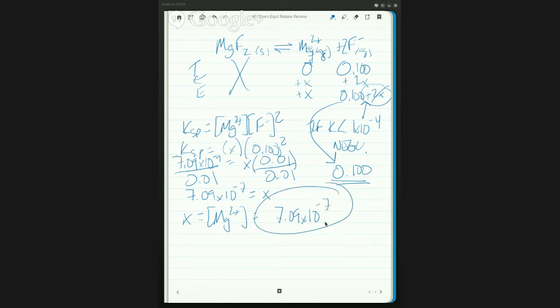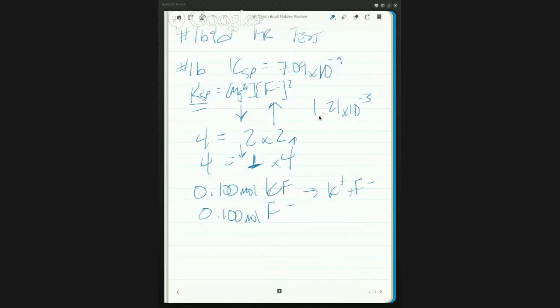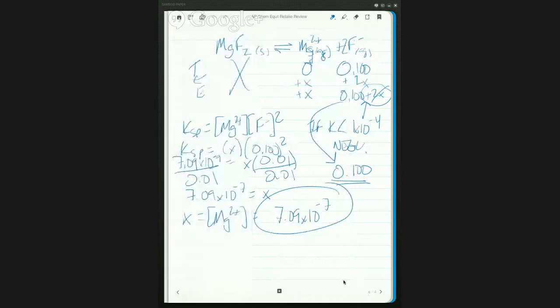This is quite a bit smaller than the original concentration of 1.21 times 10 to the negative 3rd. That concentration of Mg2+ dropped precipitously. I mean, it really went down. Okay, so that is 1B. Now let's scoot on down to 1D. Let me go back and share the test so you guys can see it.